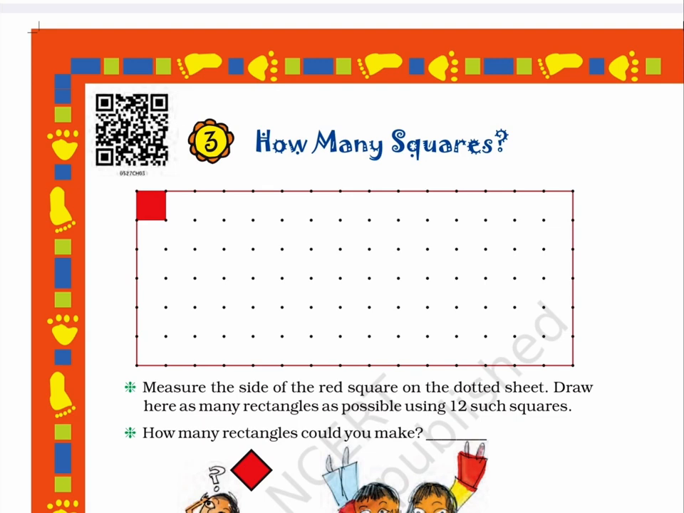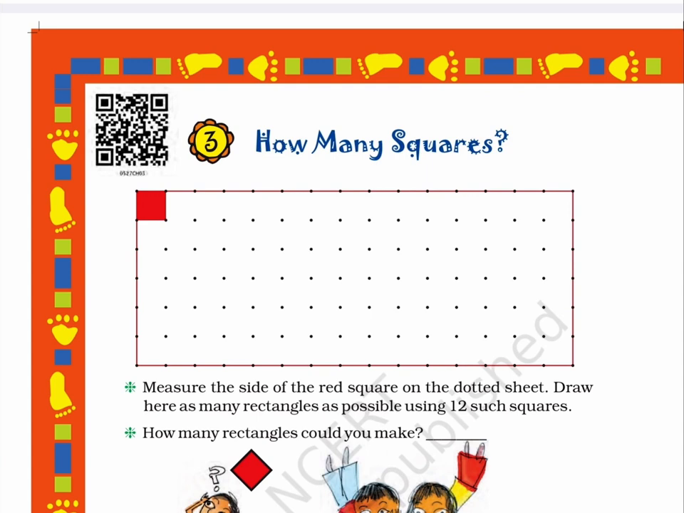This is the Chapter 3. Part 1. Page 34. How many squares? On the page we have a picture with many dots.